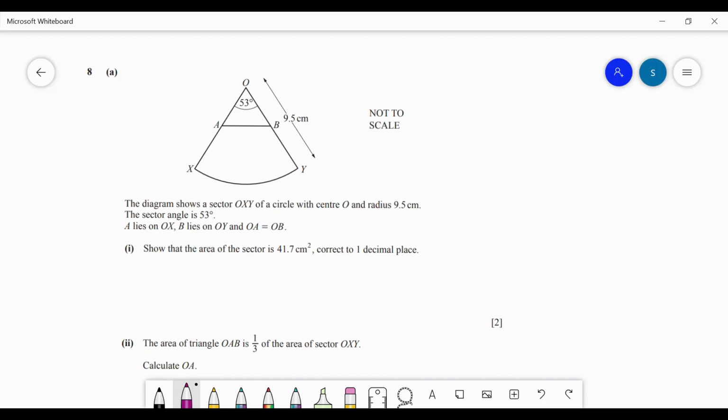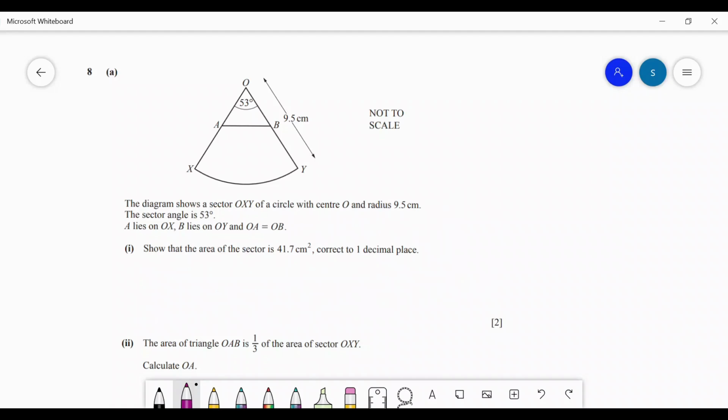So basically we're looking at a sector OXY, which is a part of a circle with center O and has radius 9.5 centimeters, and the sector angle is given to be 53 degrees. We are asked to show the area of the sector is 41.7 centimeters square. So this is a pretty straightforward question.